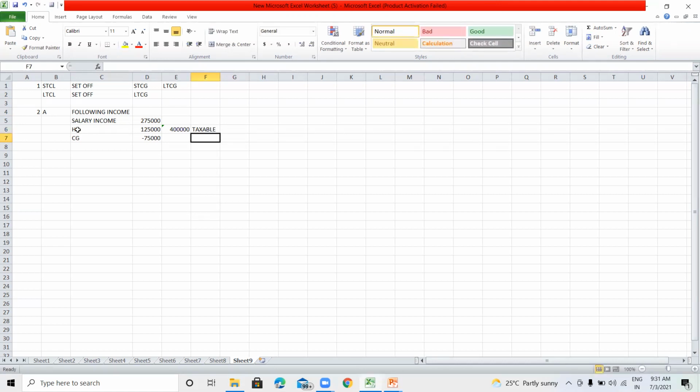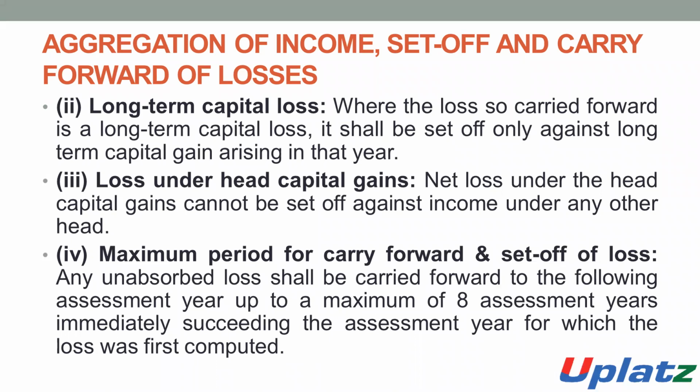It will be considered as taxable income, and such 75,000 rupees of loss will be carried forward. Means net loss under the head of capital gain cannot be set off against any other head of income.